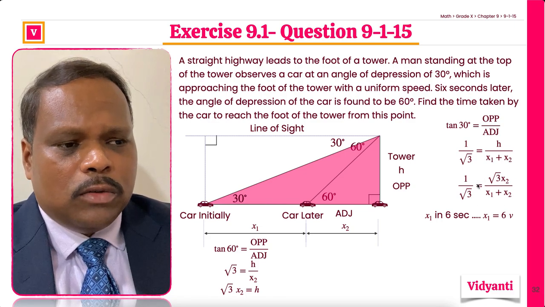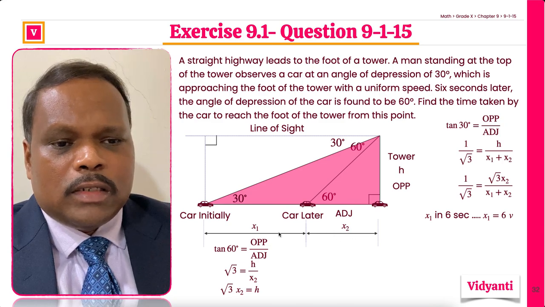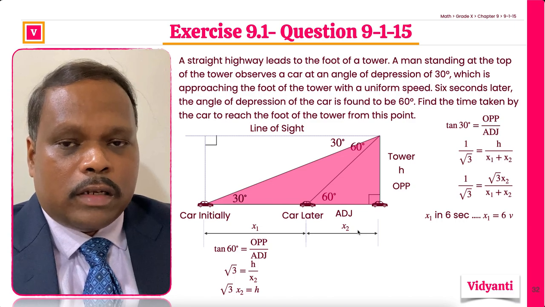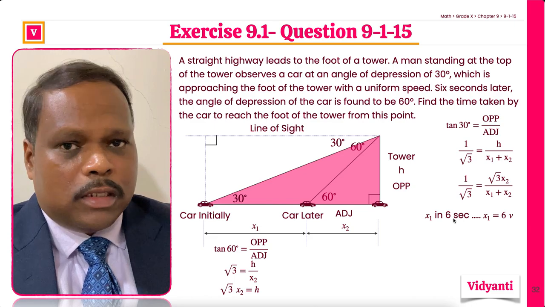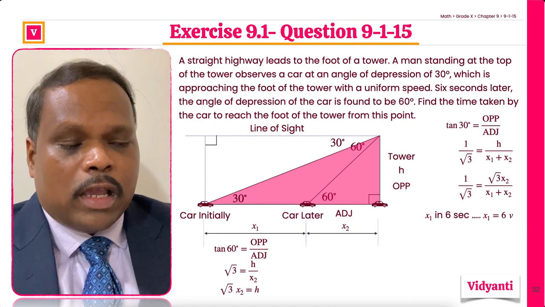What can we do? Remember, they have not asked you what is the distance x1 or x2. They have asked you how much time it will take. So now the car travels x1 in 6 seconds. This is the information which we have not used still, so that can be helpful.